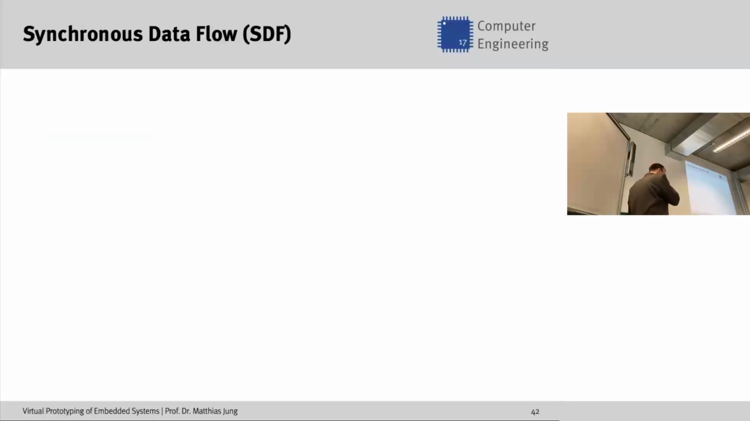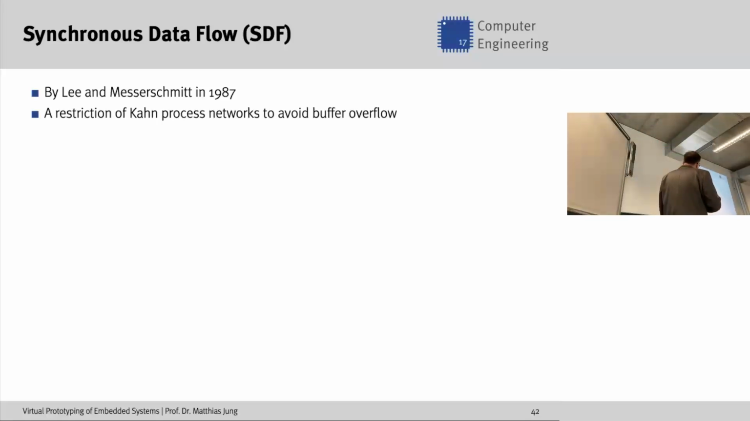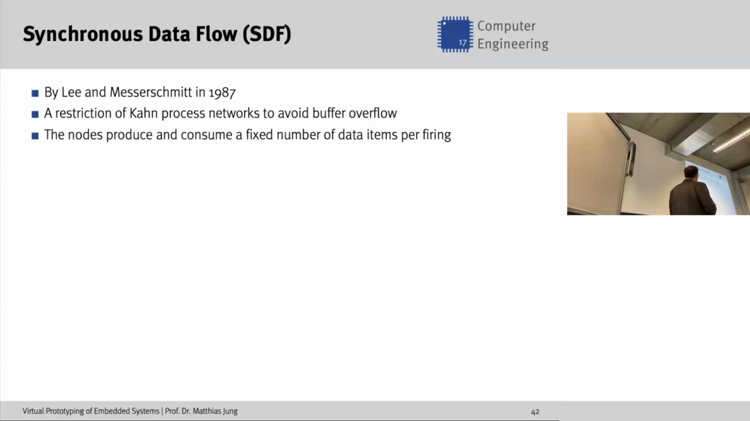Yeah, and on top of KPN, there is also something which is called synchronous data flow, which was published by Edward Lee in 1987. And this is basically a restriction of Kahn process networks to avoid these buffer overflows. And how does it work? Yeah, the idea is that the nodes produce and consume a fixed number of data items per firing. And then this allows us to make static offline scheduling.